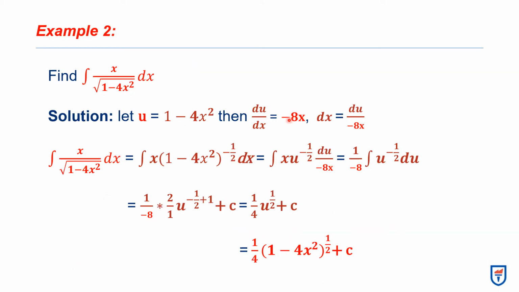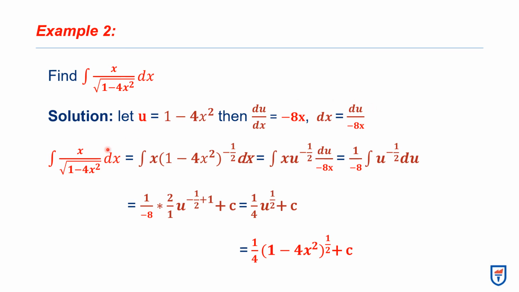Here's our second example of integration by substitution. The question is saying find the integral of x divided by the square root of 1 minus 4x squared dx. So when we check, the x can be the result of the derivative of the expression in the denominator, which is minus 4x to the power 2. So now we can let u be equal to our expression, which is 1 minus 4x to the power 2. Then when we differentiate, du dx is minus 8x. And now we make dx the subject of the formula, so our dx is going to be du divided by minus 8x.